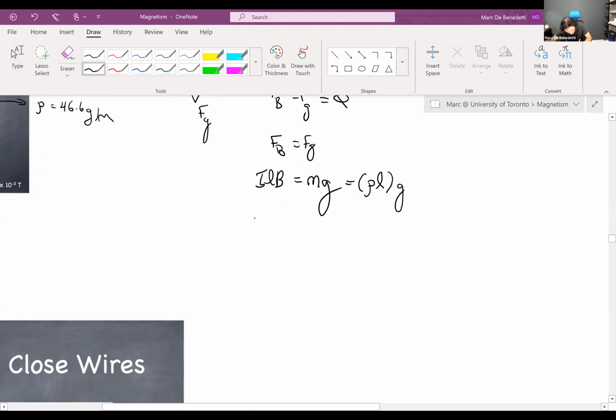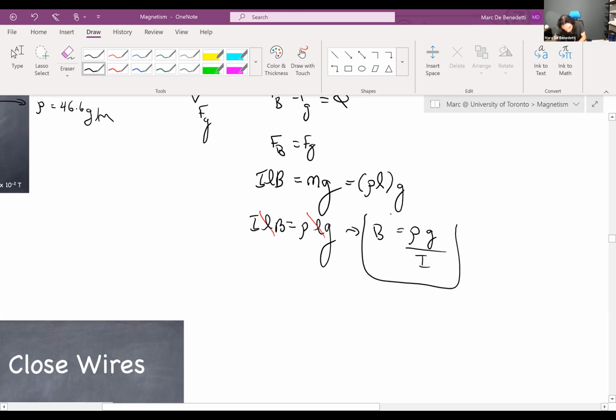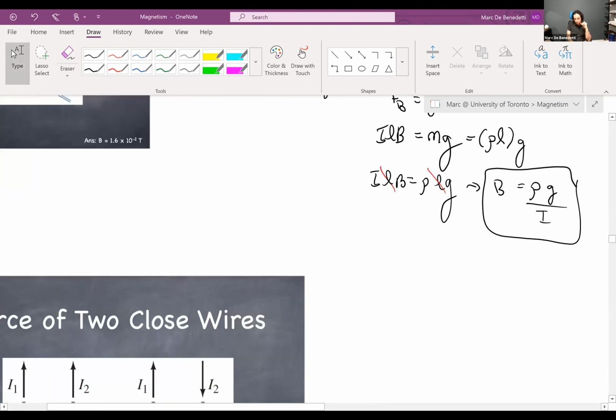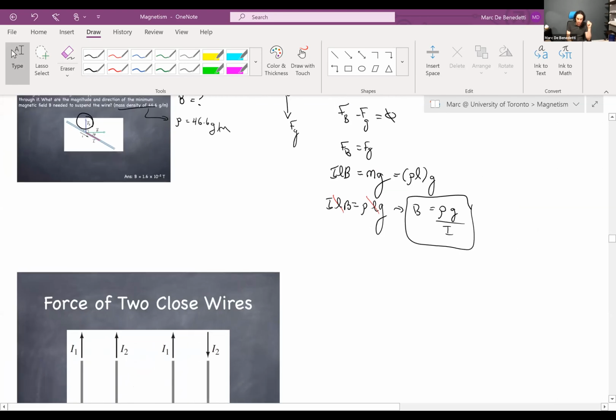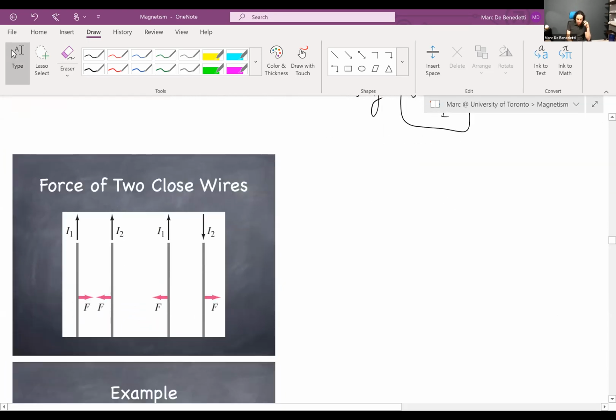So here we get the equation, ILB equals rho LG, and you can cancel the L. So it doesn't matter how long it is, right? Because you're applying a force per unit length anyway. And then we're solving for the B field, so B is going to equal the density times G divided by the current. And there you have it. So I suppose we could have done that question yesterday. I guess that was just sort of a review warm-up.